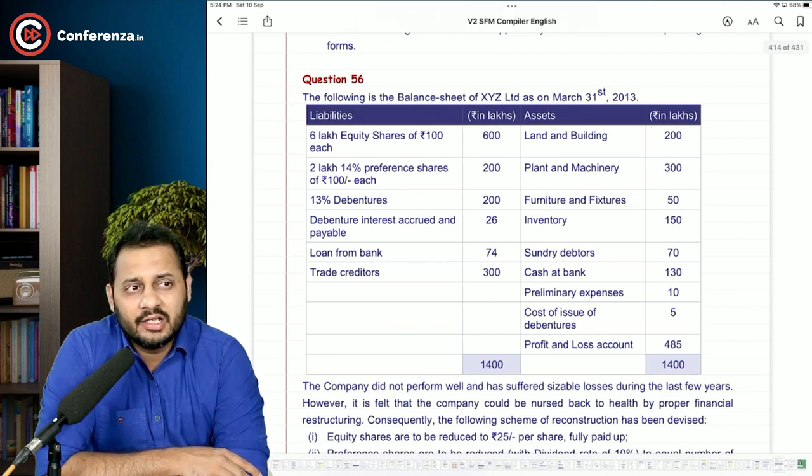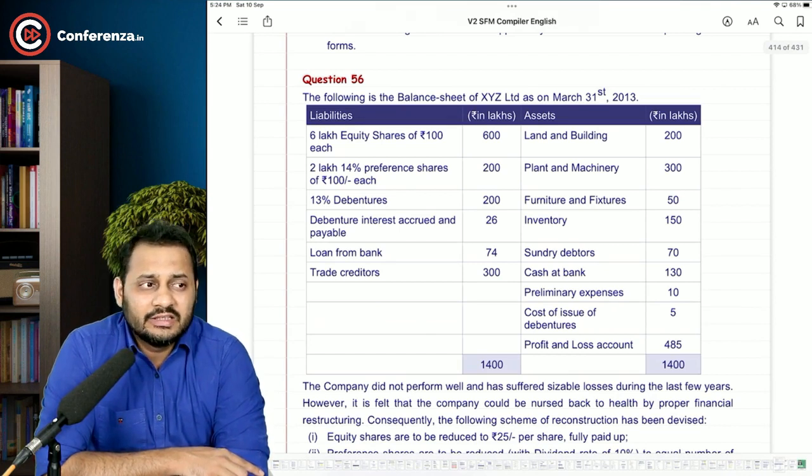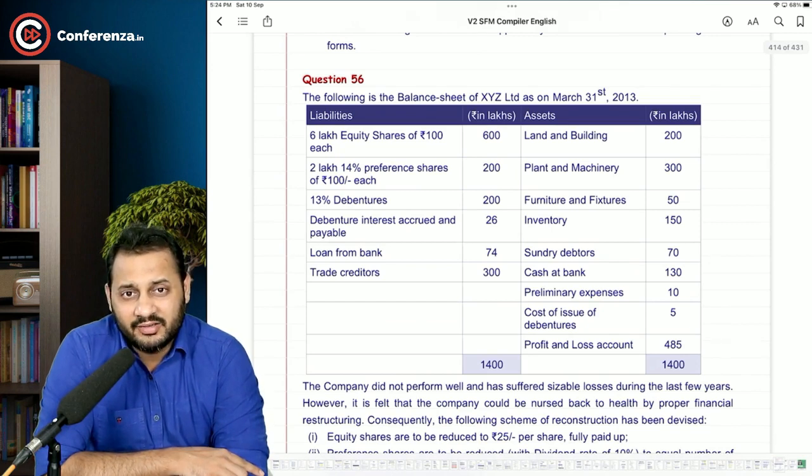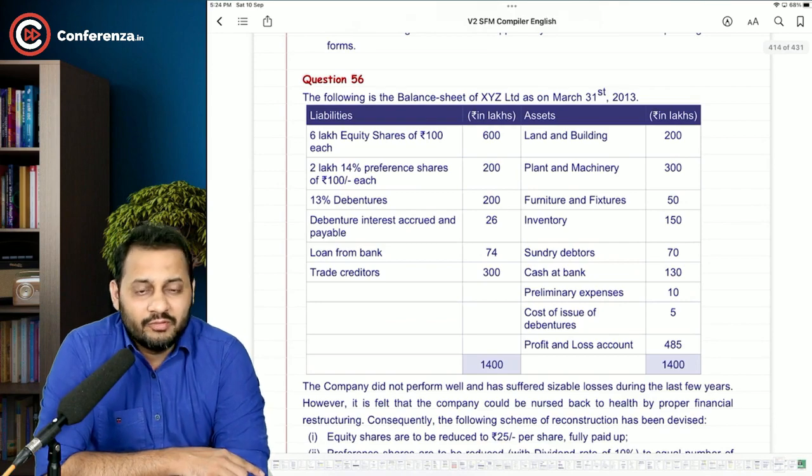What happens is that mostly when the company is not doing good, we normally tend to reconstruct the company. We will ask the creditors to waive off some of their amounts due, and the creditors will always do that, because receiving a lesser amount is always better than receiving no amount. So have a look at this question.